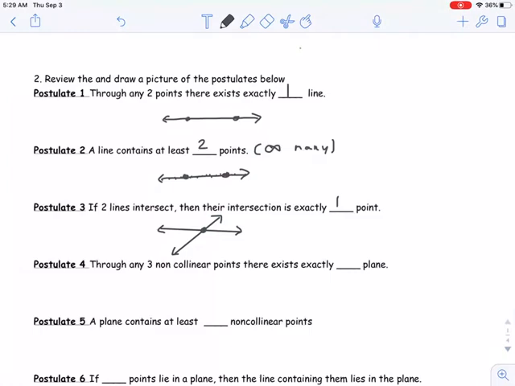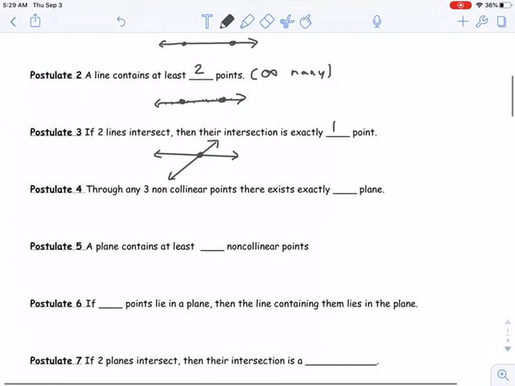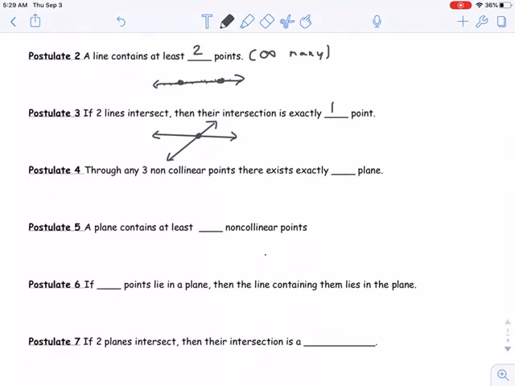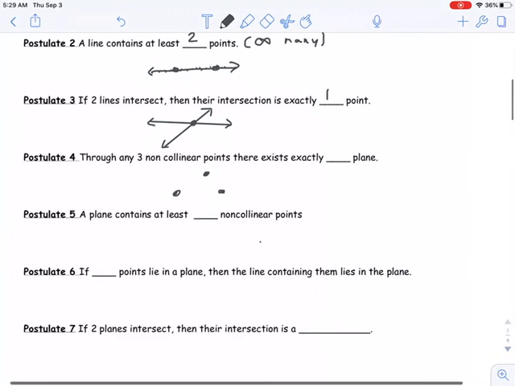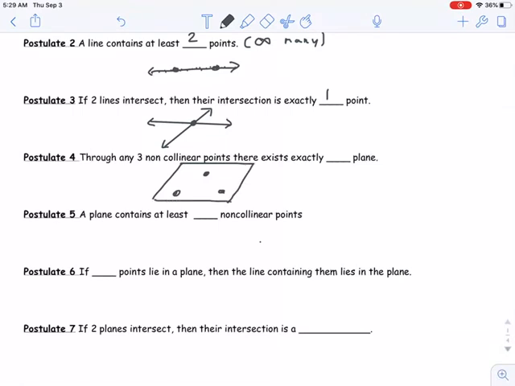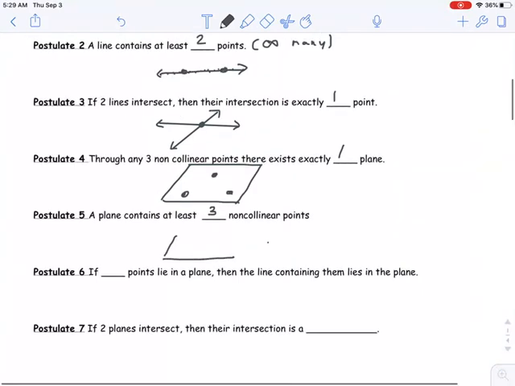Neat. All right, remember, these might seem incredibly obvious, kind of silly. Why are we learning this? Building blocks of geometry. We have to know this stuff so we can understand the more complicated things. All right, and through any three non-collinear points, there exists exactly one plane. And think about the stool. A three-legged stool, all three legs are always going to be on the ground. They can't rock back and forth. 3 points have to be non-collinear, and that defines a plane.